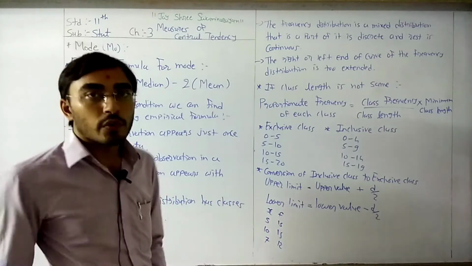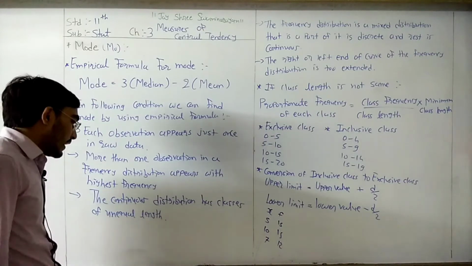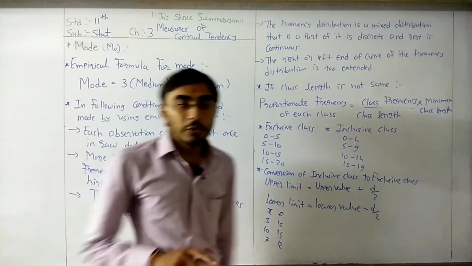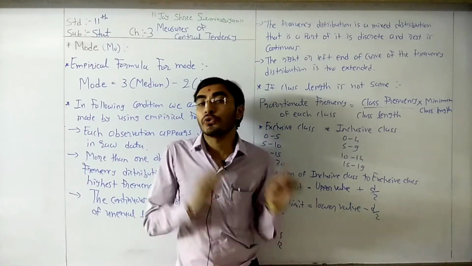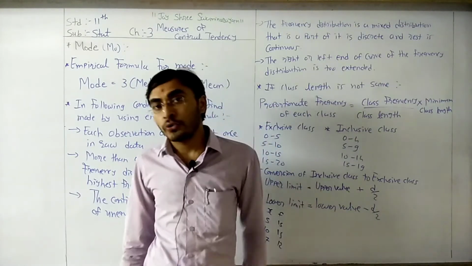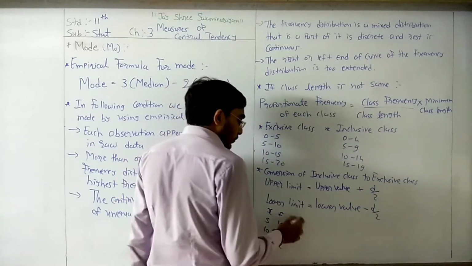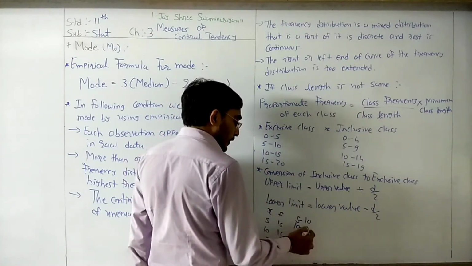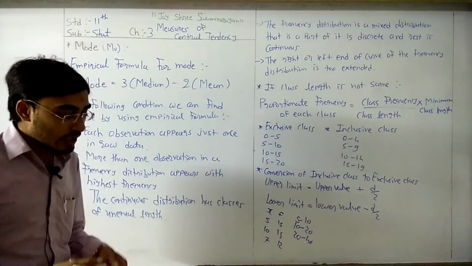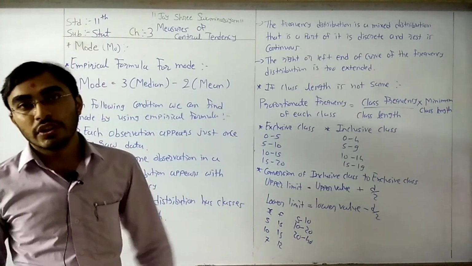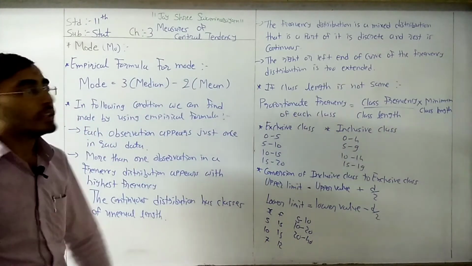Third condition: the continuous distribution has classes of unequal length. That means in a continuous frequency distribution, if all the classes do not have the same class length, we cannot use that formula. For example, if one class is 5 to 10, class length 5, then 10 to 20, class length 10, and 20 to 40, class length 20. Here we have different class lengths. In such a condition, we cannot find the mode by using that formula.